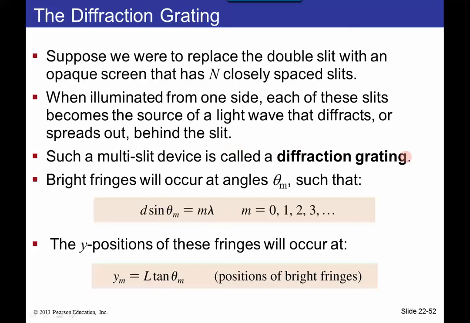The bright fringes, again, are going to happen at angles such that the sine of theta_m is equal to m lambda. Again, the positions of the maximums have this equation, which is similar to what we had before.